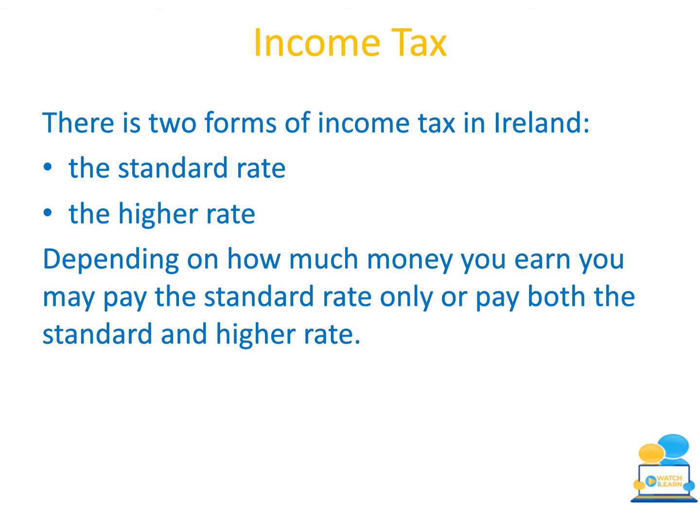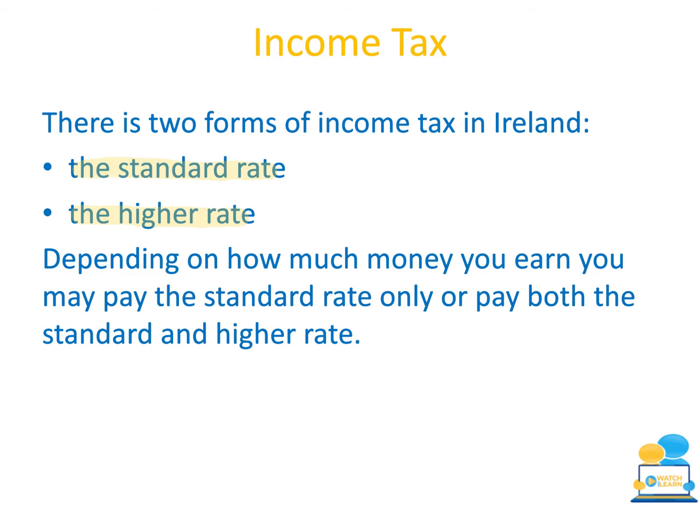You have your standard rate and you have your higher rate. So depending on how much you earn, you may only pay the standard rate or you may have to pay both the standard and the higher rate. So the higher rate would be for more of the top earners. So they might have a cutoff point there. If you reach this threshold, you're going to have to pay tax on anything over that at the higher rate of tax.